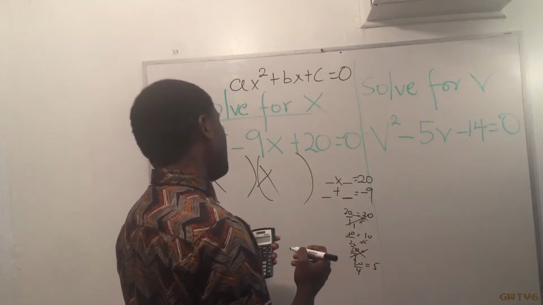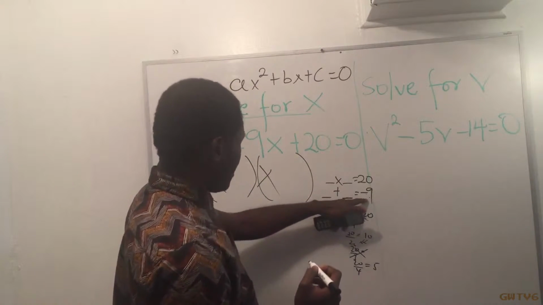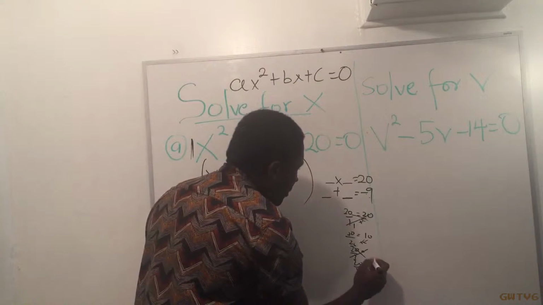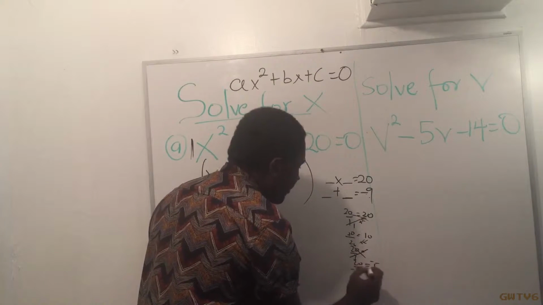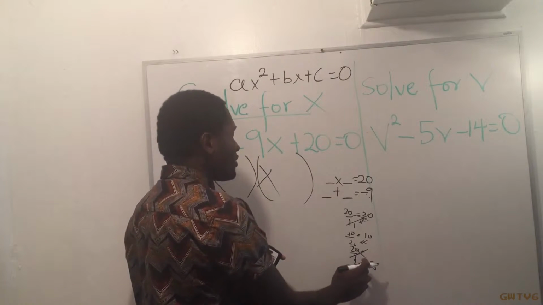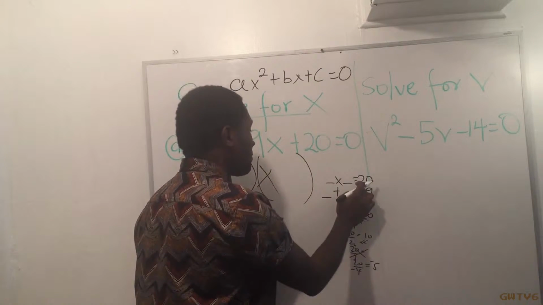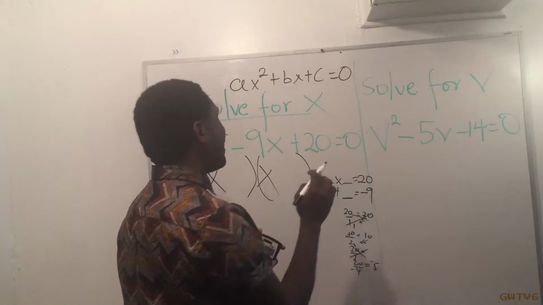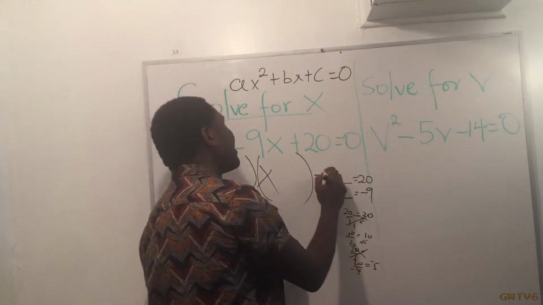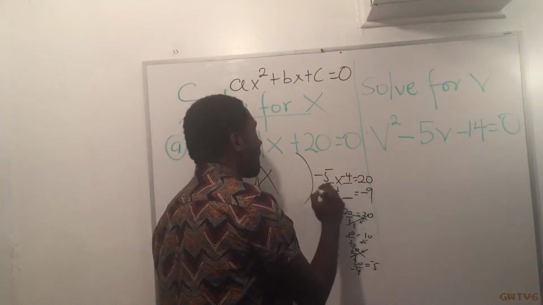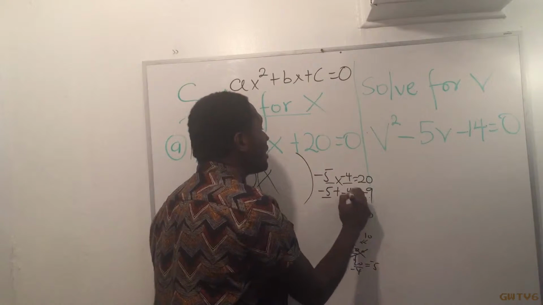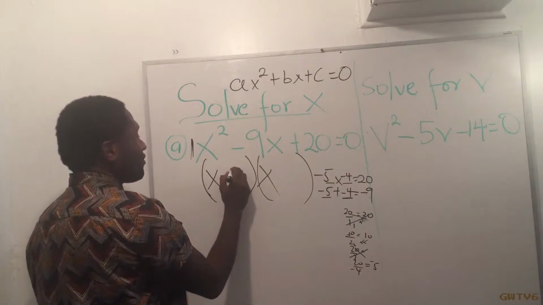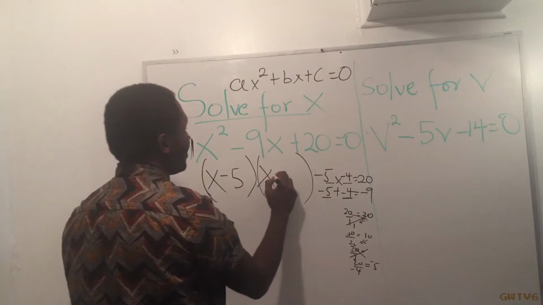That is +9. So I'm getting close because I'm looking for -9. So what if I make both of them negative? -5 times -4 is +20. -5 plus -4 is -9. So I got my two numbers. -5 and -4 will be the two numbers that I'm looking for. So now all I do is I have my -5 and I have my -4.